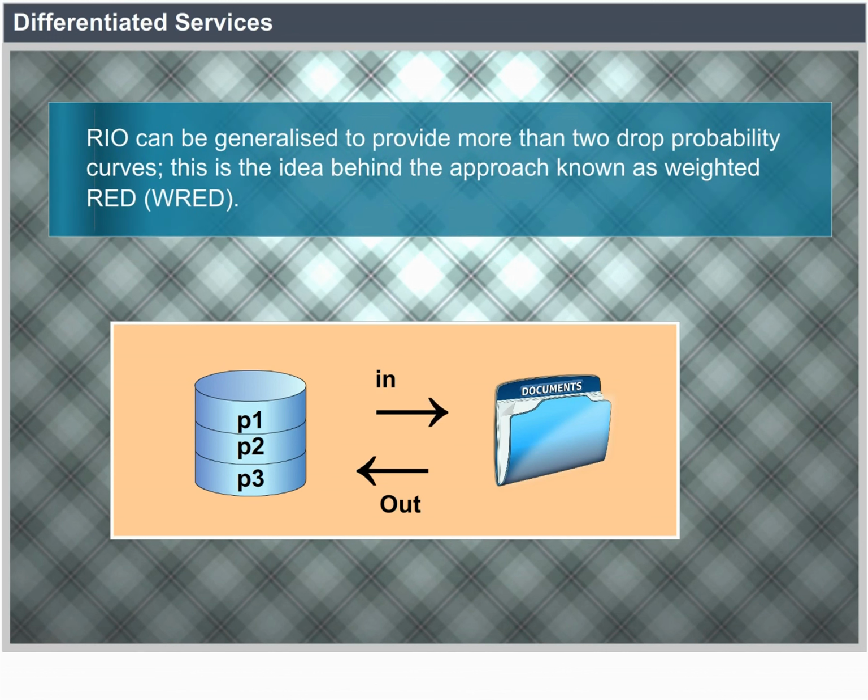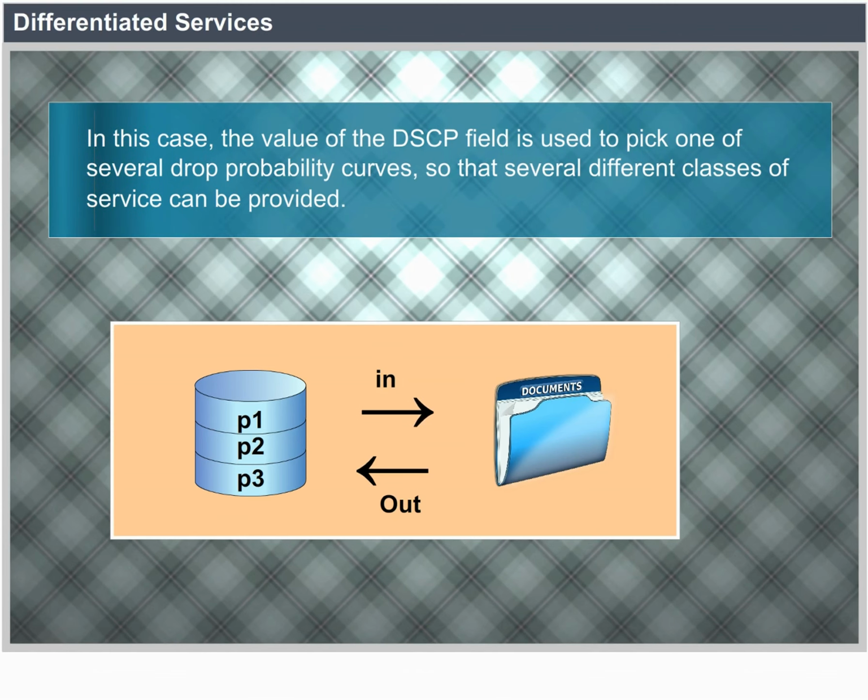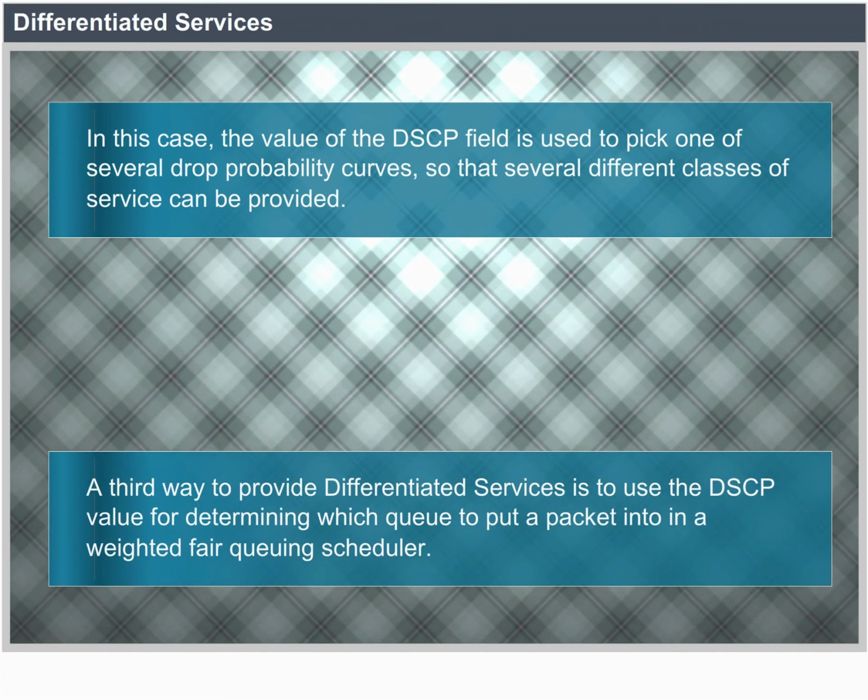RIO can be generalized to provide more than two drop probability curves, and this is the idea behind the approach known as weighted RED, WRED. In this case, the value of the DSCP field is used to pick one of the several drop probability curves so that several different classes of service can be provided. A third way to provide differentiated services is to use the DSCP value to determine which queue to put a packet into in a weighted fair queuing scheduler.